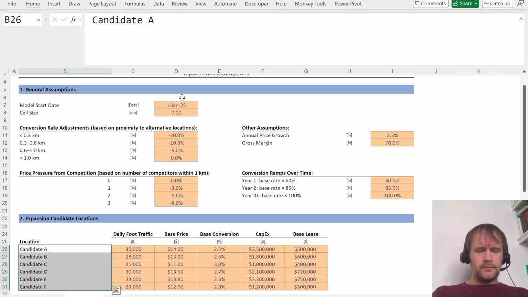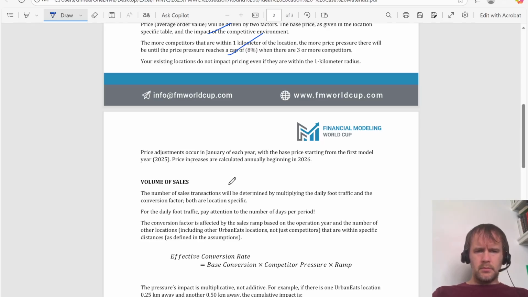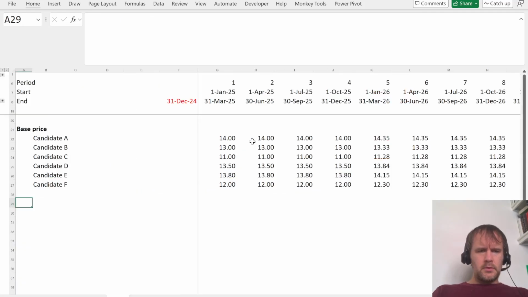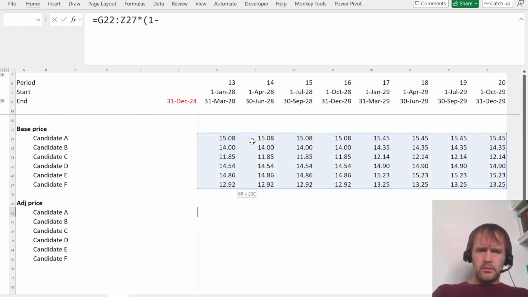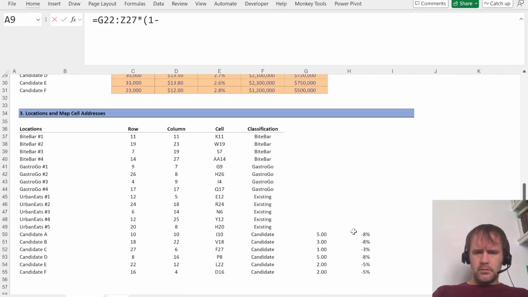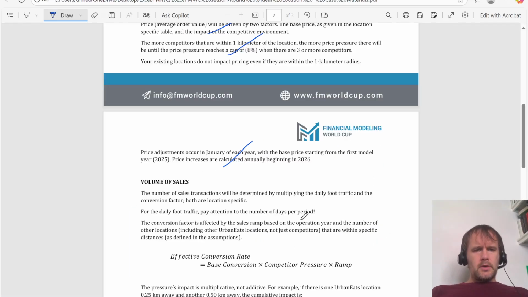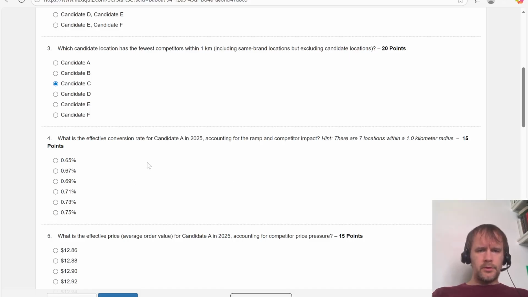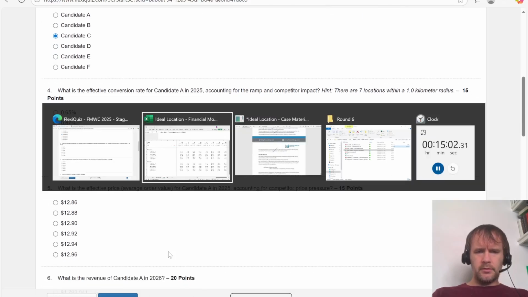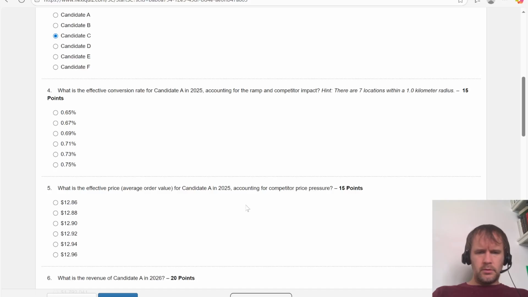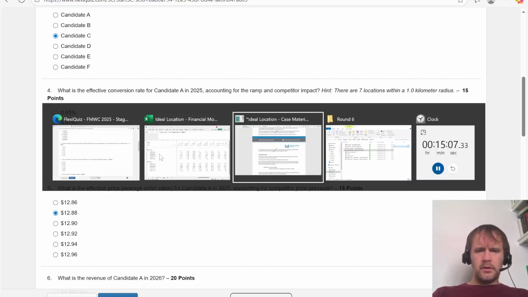Then edge price. Alright, 1 plus, because it's already negative. Okay, so conversion rate, still haven't got to that. Buying on effective price, average order value for Canada Day in 2025, accounting for competitive price pressure. 1288. Yes, good. All right, and now let's read about conversion rates.